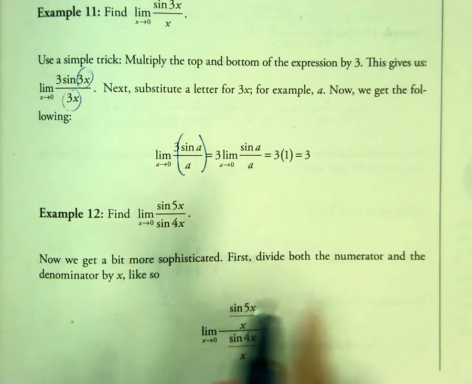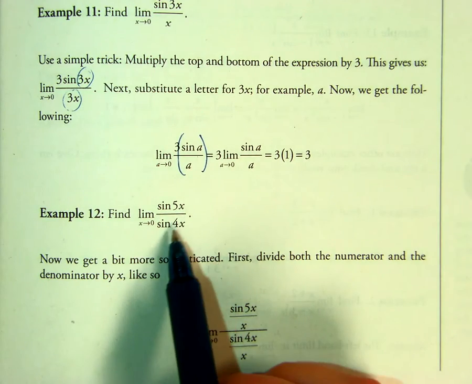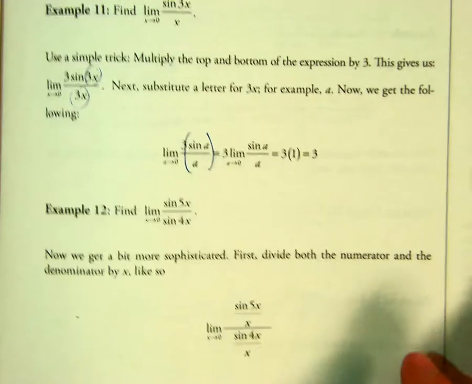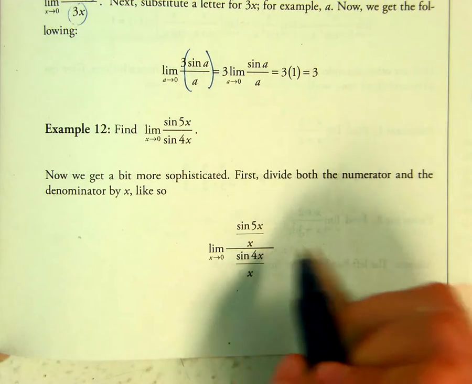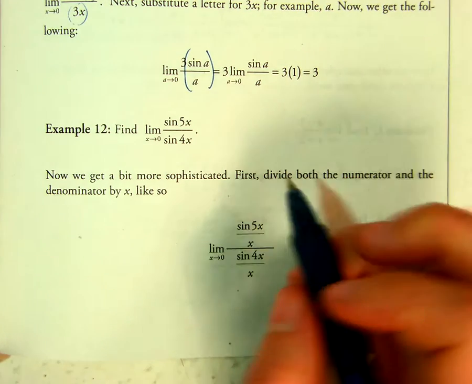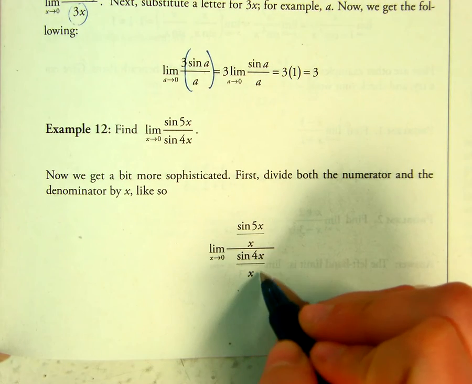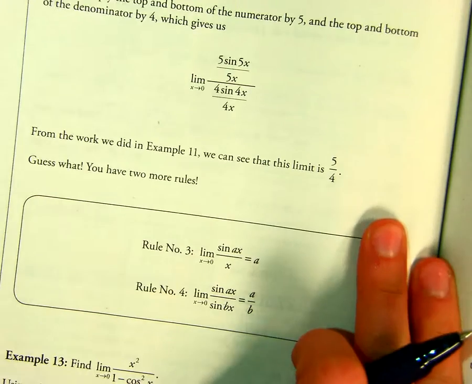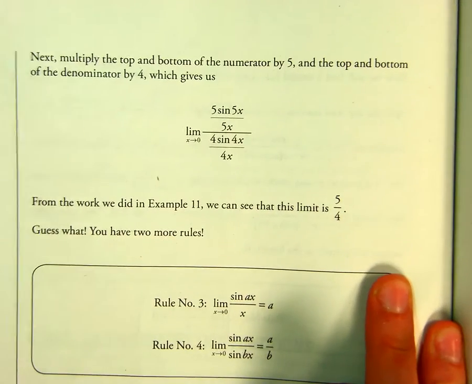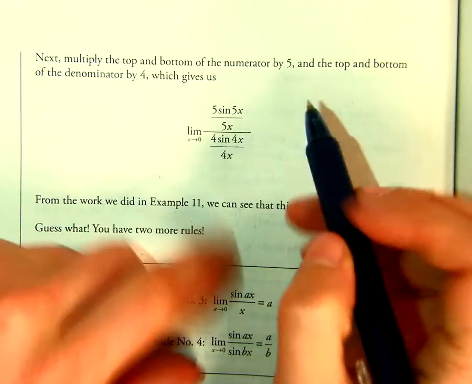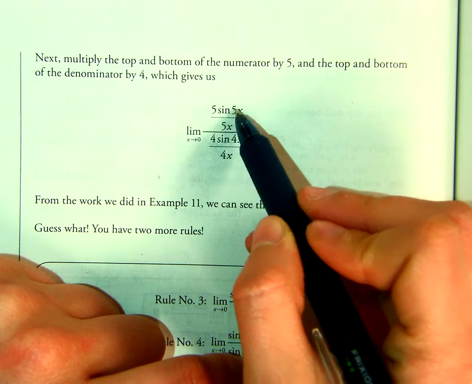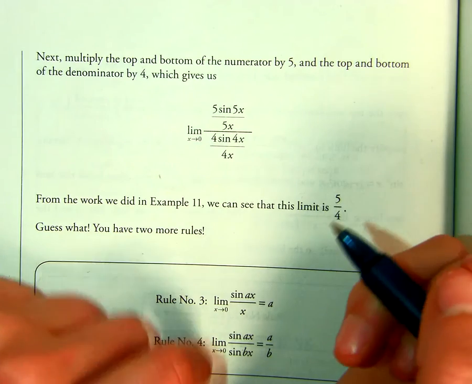So how do we do that when we've got a more complex problem? We've got sine of 5x over sine of 4x. So we're going to have to get a little bit more sophisticated, okay? So first we're going to make sure that both of them are over x, and the way this works is because we're dividing both top and bottom by x, we're technically still keeping the value the same. And then we're going to do the exact same thing that we did. We're going to multiply the top and bottom by 5, the top by 5 and the bottom by 4, okay?